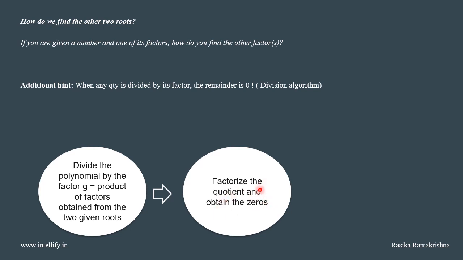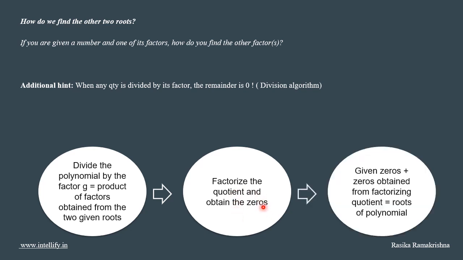The quotient is also going to be a factor, right? Just like in the case of 12 and 3, 12 divided by 3 is going to be 4, and 4 is also a factor of 12, right? So your quotient is also going to be a factor of the polynomial. Therefore you can factorize this quotient and obtain the zeros, and these zeros are going to be the zeros of your polynomial as well. Therefore, the given zeros plus the zeros obtained by factorizing the quotient are equal to the zeros of the polynomial. So spend some time on this slide to understand why we are going about this question in this way, but I'm sure it's pretty easy to understand.